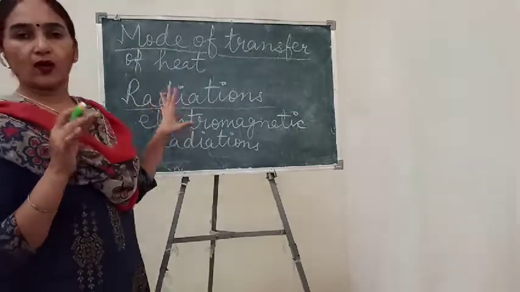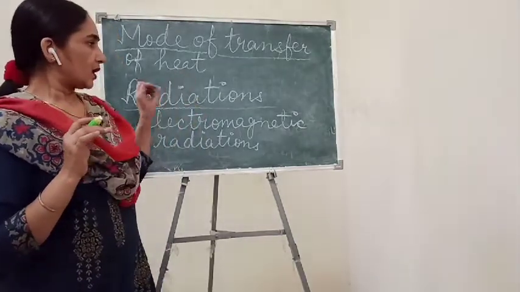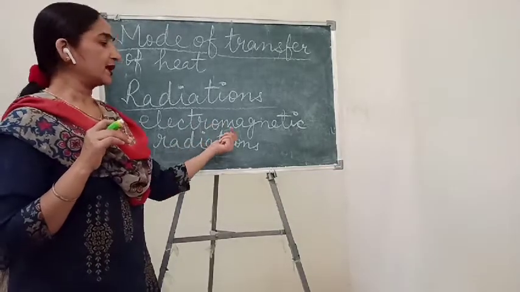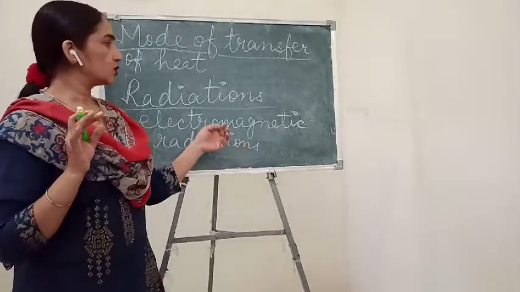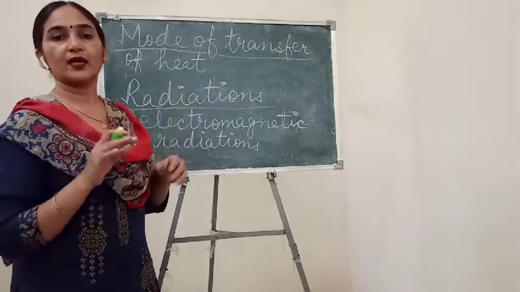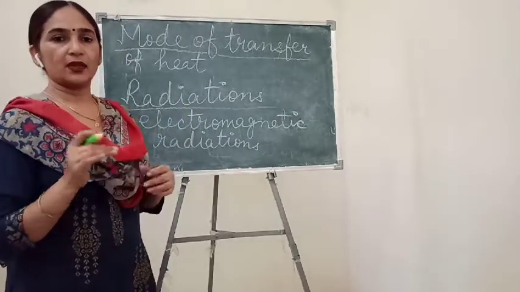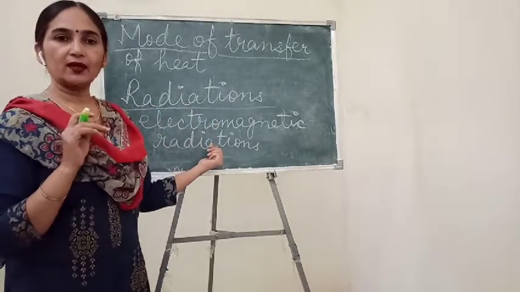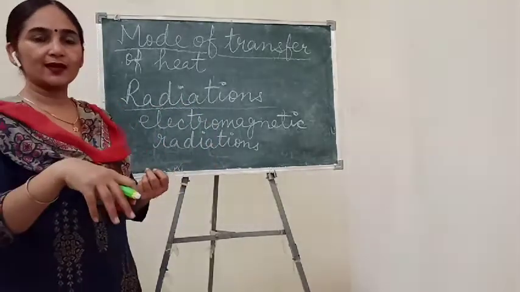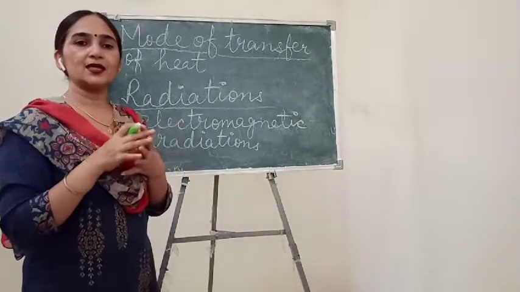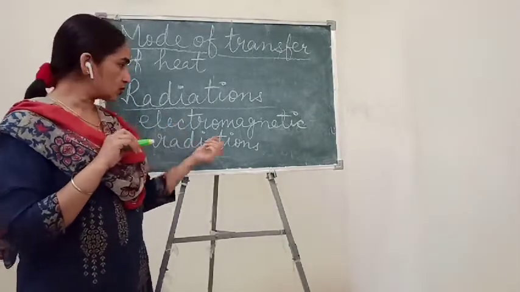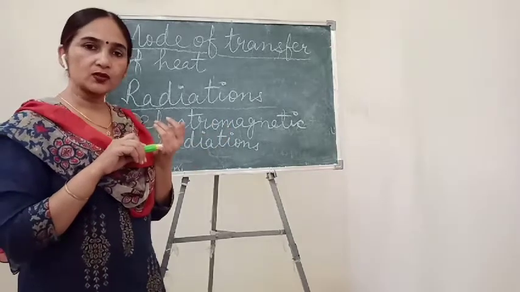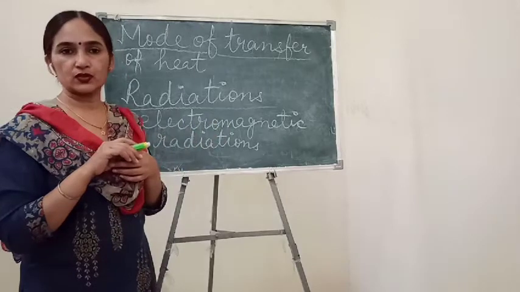And the sun always sends its electromagnetic radiations through this radiation method. Understand? It means the sun has these electromagnetic radiations and they directly fall on our earth, and we receive heat rays through these electromagnetic radiations and light rays also through these radiations.